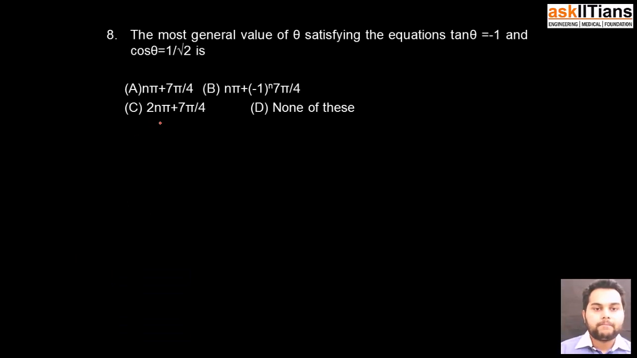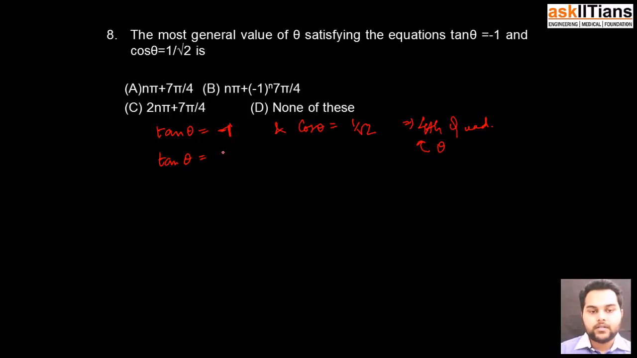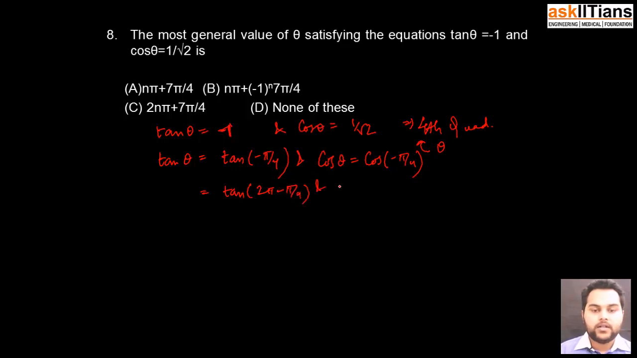The next question is the most general value of theta satisfying tan theta is equal to minus 1 and cos theta is equal to 1 by root 2. Now tan theta is negative and cos theta is positive. This is possible only in the fourth quadrant. So my theta would definitely be lying in the fourth quadrant itself. I would plot the value of theta in this quadrant in such a manner that I get tan theta is equal to tan alpha, that shall be tan of minus pi by 4 and cos theta is equal to cos of minus pi by 4. Now I can again do the same for that. I can add 2 pi to the theta value. That shall give me tan of 2 pi minus pi by 4 and cos theta being equal to cos of 2 pi minus pi by 4.